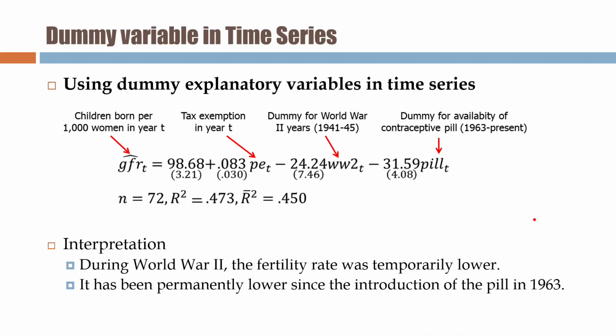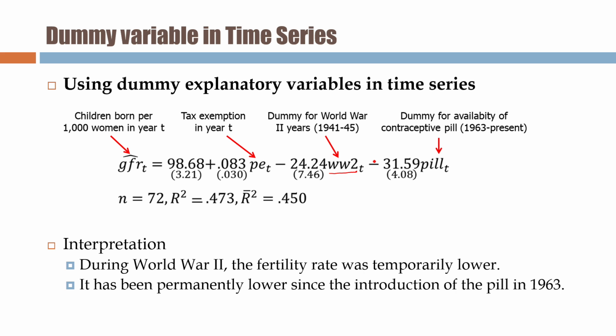A dummy variable in the time series, actually this is the dummy for World War II. This indicates whether it is the World War II period or not. As we already know, when you put in the dummy variable, we will have two separate regression curves: a regression curve for the non-World War II period, and another regression curve for the World War II period.